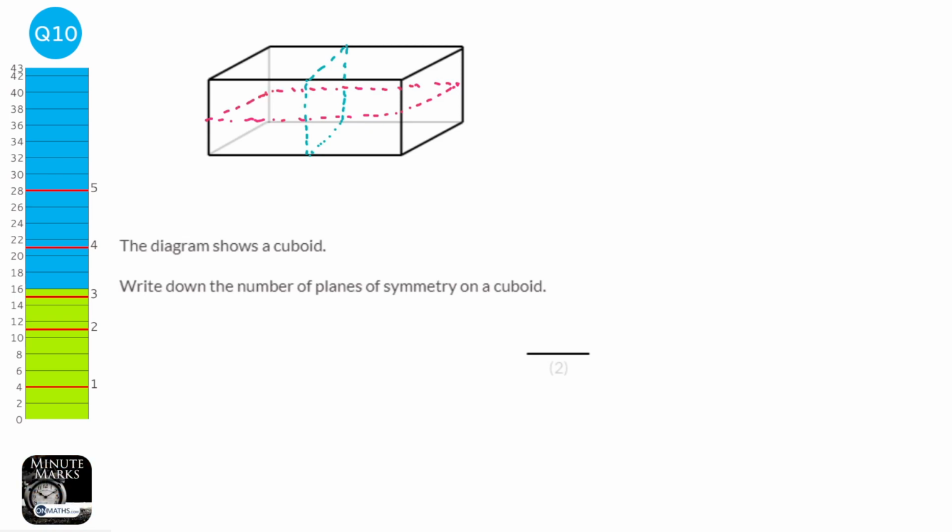And finally, if we were to cut it up the top here, down, across the bottom here, and then up here, and put it up against a mirror, it would look like the original cuboid again. Now you might think that diagonal ones will work with this. Diagonal ones only work with cubes, not cuboids. So our answer is 3.